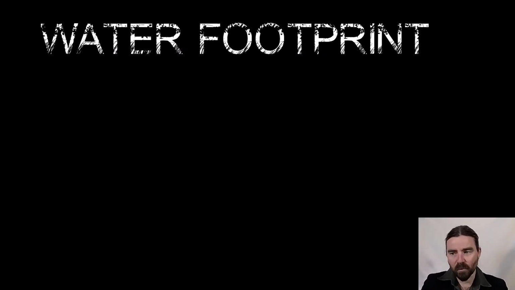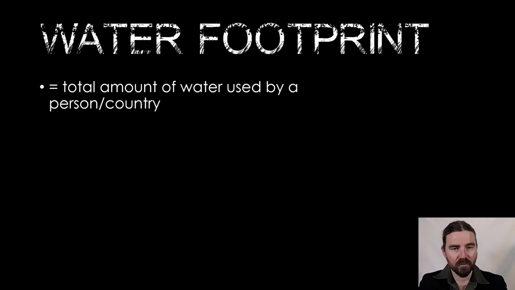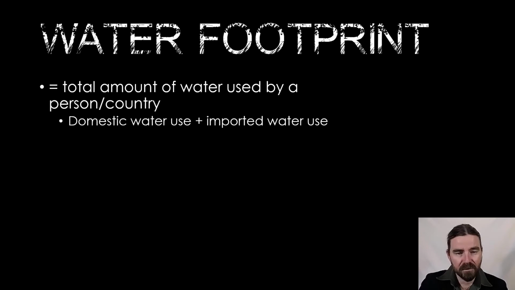So let's talk about water footprint. The water footprint is the amount of water that's used by you or by a whole country to run its lifestyle. And that is domestic water use plus imported water use. So as mentioned before, all the water that's used domestically, i.e. in Australia, to create all the food and products that you need for your lifestyle, plus any water that's imported by importing food or importing products.